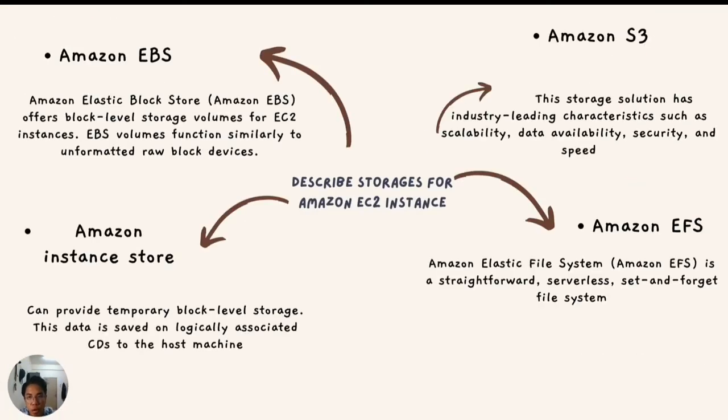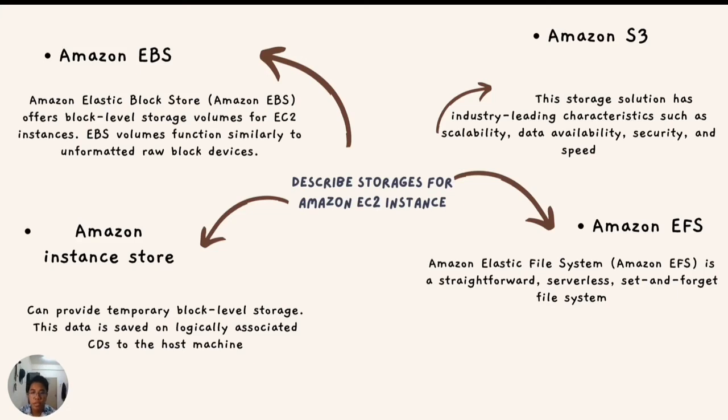For question 4 in the case study, we need to describe storage for Amazon EC2 instances. The first storage is Amazon EBS. Amazon Elastic Block Store (Amazon EBS) offers block-level storage volumes for EC2 instances. An EBS volume functions similarly to an unformatted raw block device. Secondly is Amazon S3. This storage solution has industry-leading characteristics such as scalability, data availability, security, and speed.